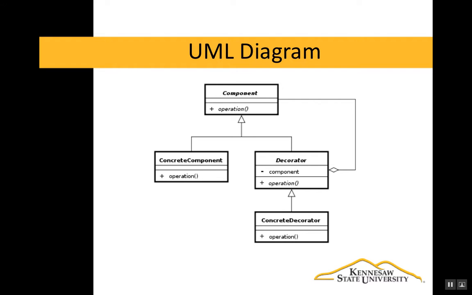operation method. And as you can see in the decorator class, it holds an object of the concrete component called component, which the decorator would use to add functionality to the concrete component. And lastly, you see that the component interface has a relationship with the decorator class itself.